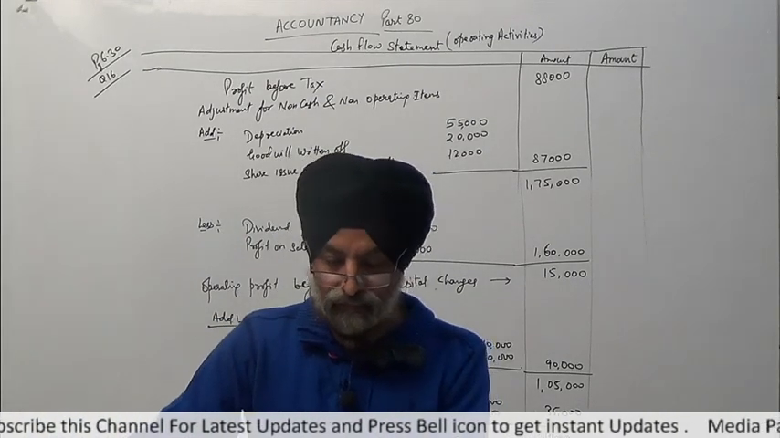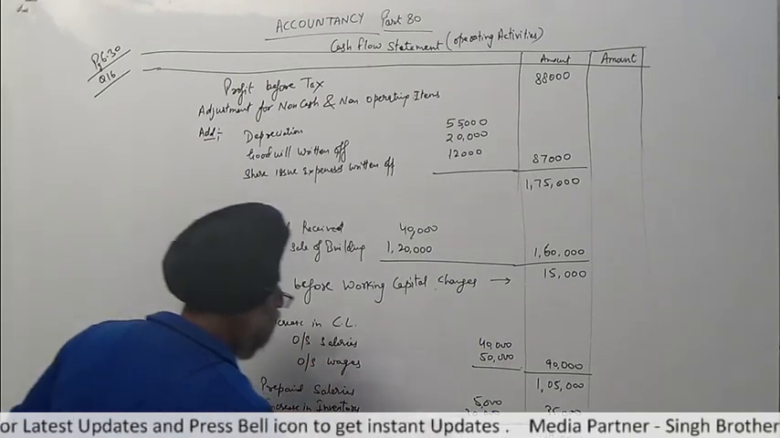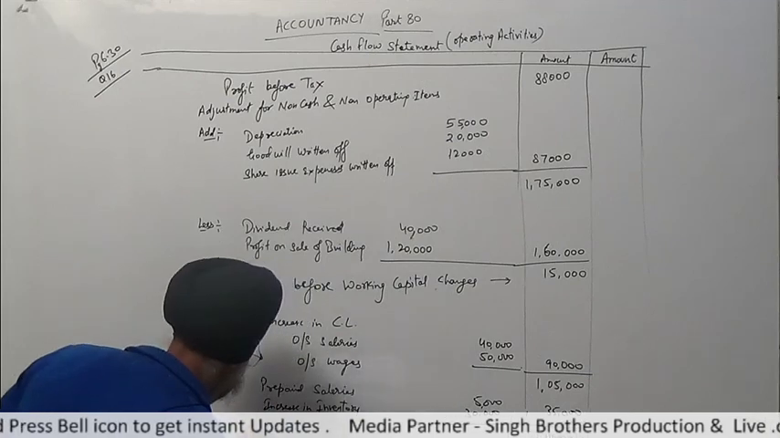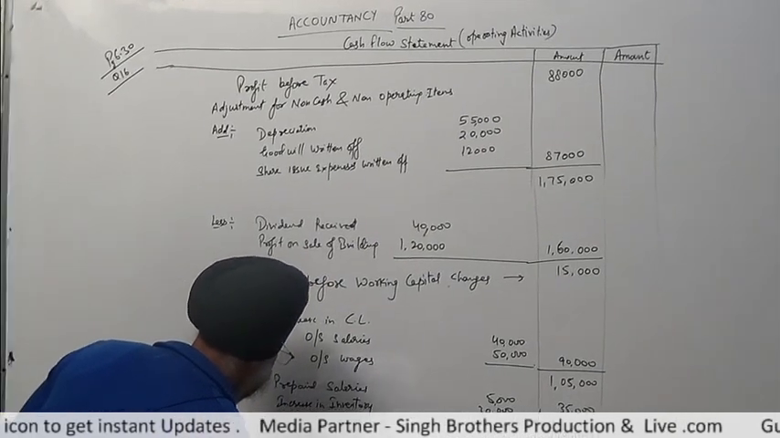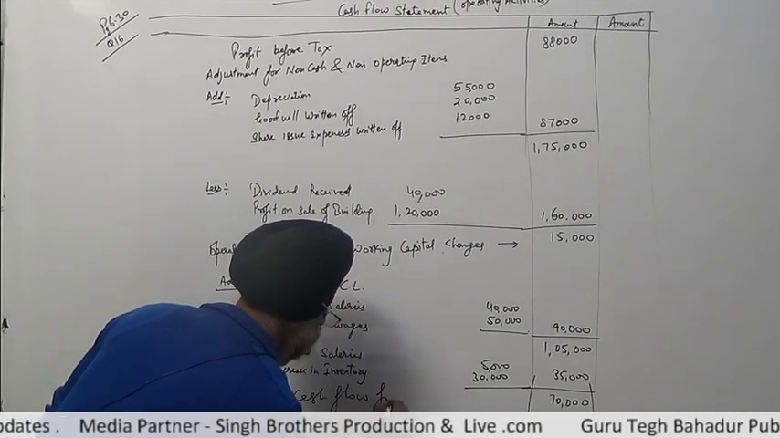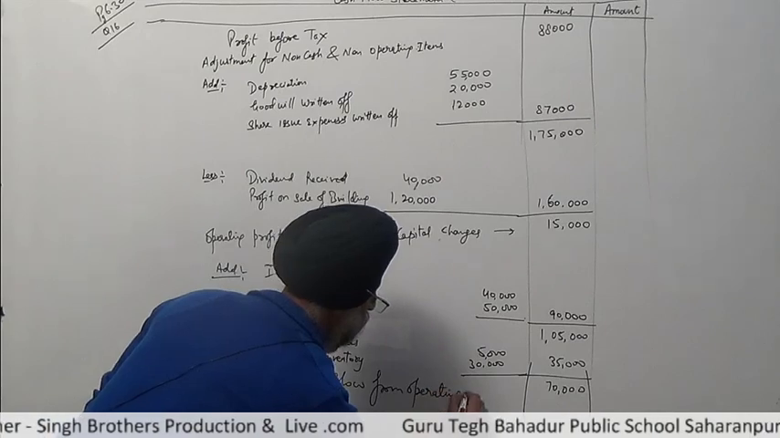This balance of 70,000 is the cash generated from operating activities. It is the net cash flow from operating activities.